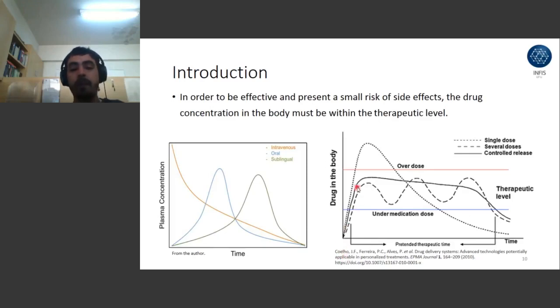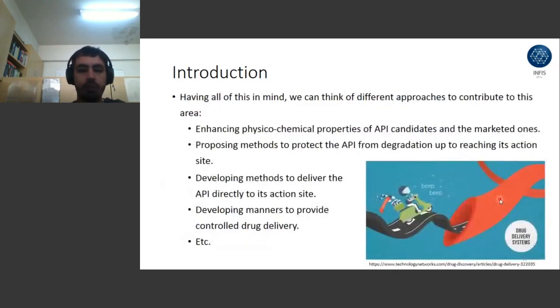We always look for ways to keep the concentration of the drug within the therapeutic level. So this is one of the things that we try to find. Another thing that we are always looking for are ways to improve some physicochemical properties, such as solubility, thermal stability, and mechanical stability, for example. These are some of the properties that we usually try to improve.